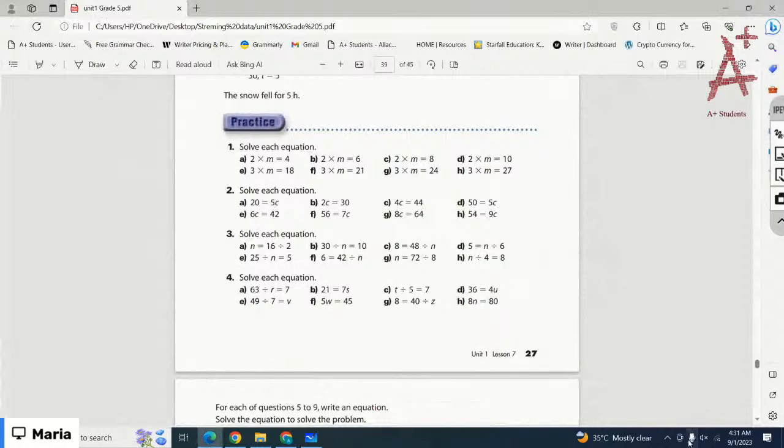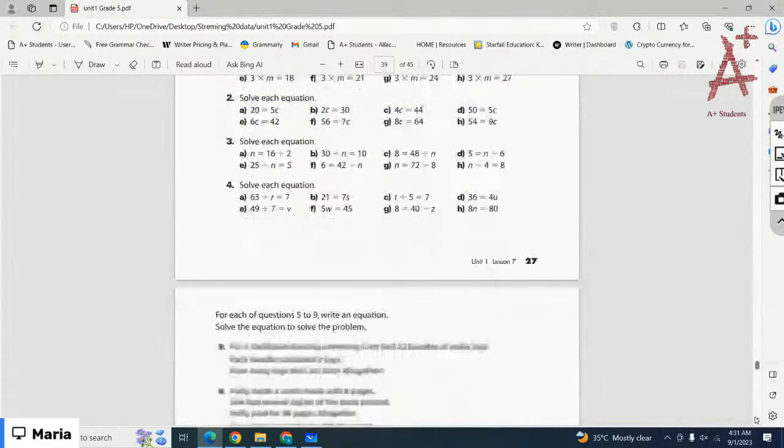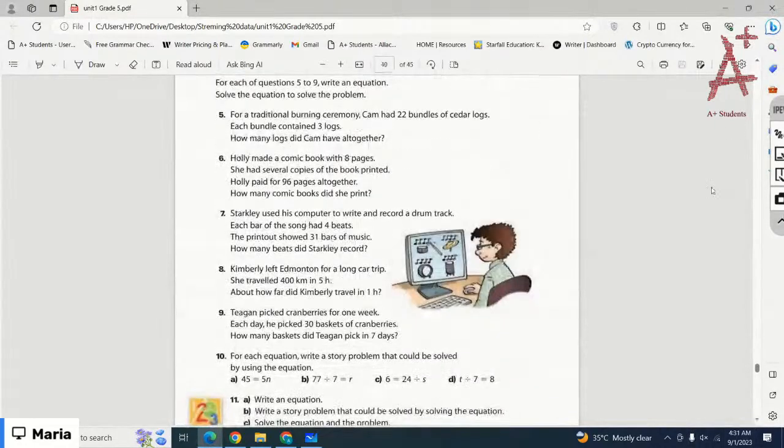Okay, let's just start with question number 5, right? For a traditional burning ceremony, Cam had 22 bundles of cedar logs. Each bundle contained 3 logs. How many logs did Cam have altogether?